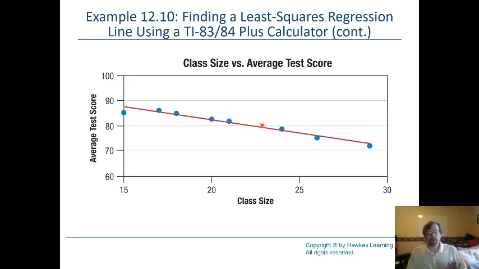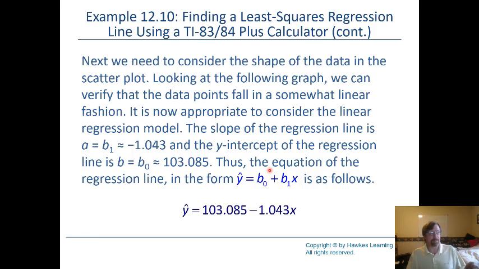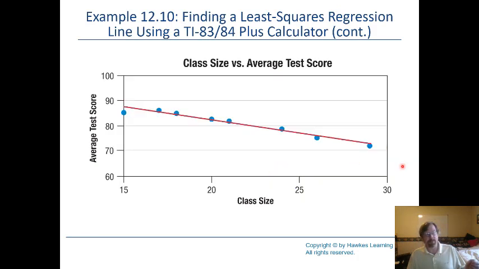So we should not use a regression if we graph this and it's clearly nonlinear. We should not use a linear regression if the correlation coefficient is not significant. We should not use a linear regression if we want to make a prediction about a value outside the range of the sample data. So if, for example, we wanted to know what happened with the class size of 40, that's well outside of our data. We can't do that with what we have.